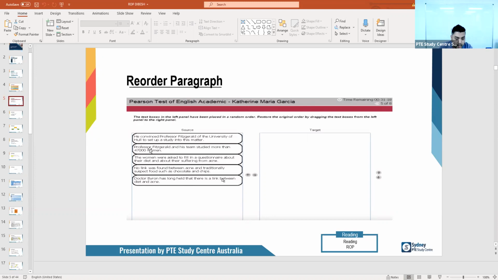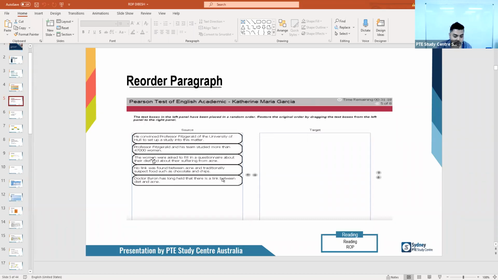If you read the context, Professor Fitzgerald and his team studied more than 47,000 women. In your second sentence, it said he convinced Professor Fitzgerald of the University of Hull to set up a study. So Dr. Byron convinced him to set up a study into this matter, and now Professor Fitzgerald and his team studied more than 47,000 women. So this is the word clue. That's why I selected this sentence as my third sentence.